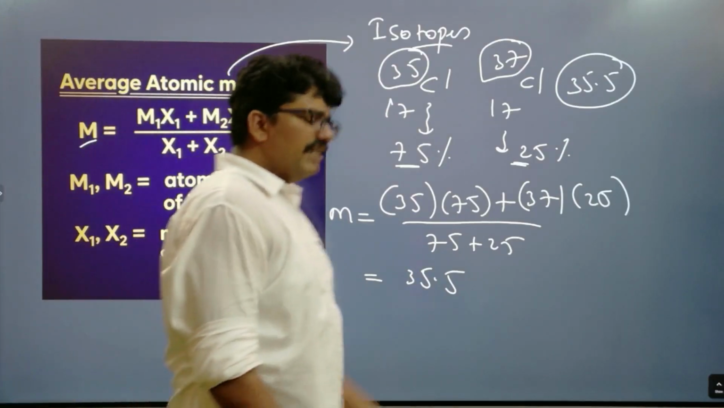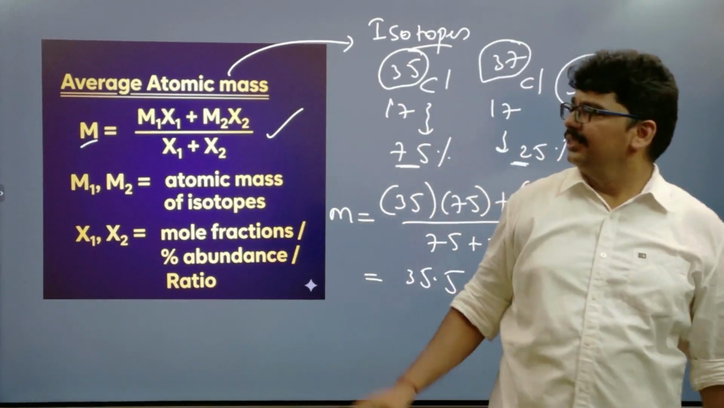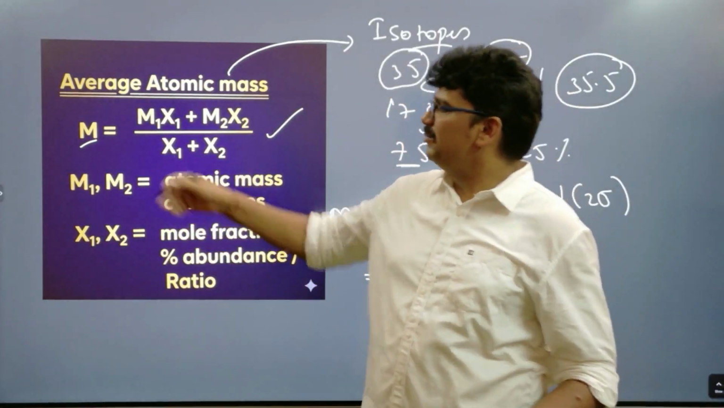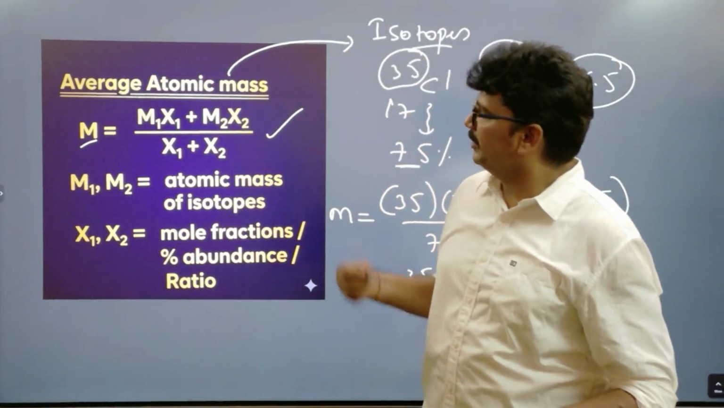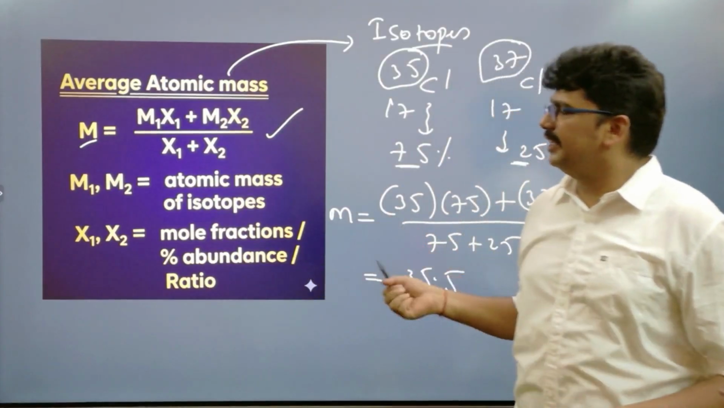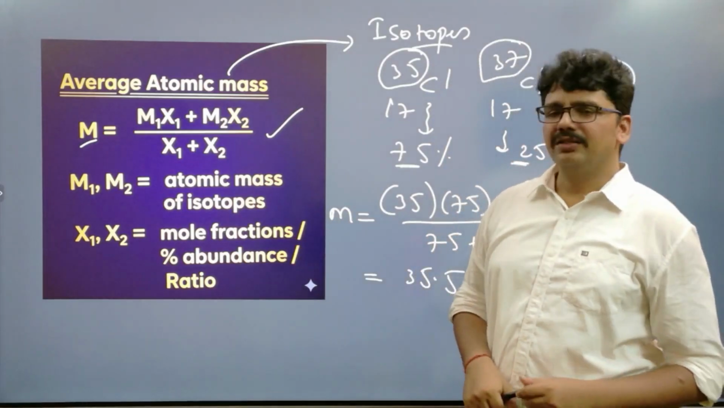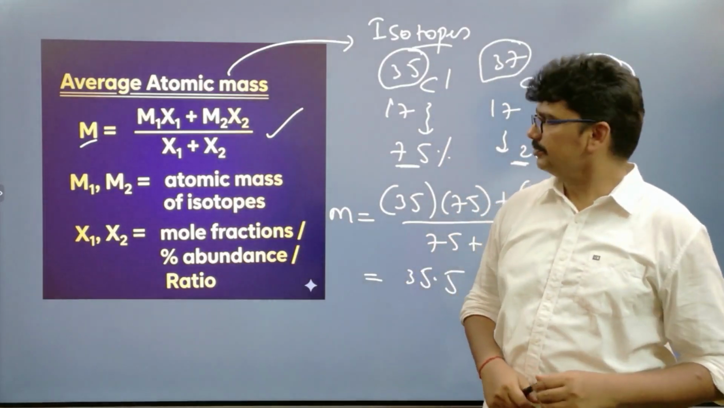Right? In some cases, there will be 3 isotopes. Then you can extend this formula. M is equal to M1x1 plus M2x2 plus M3x3 divided by x1 plus x2 plus x3. You can extend this formula for any number of isotopes.